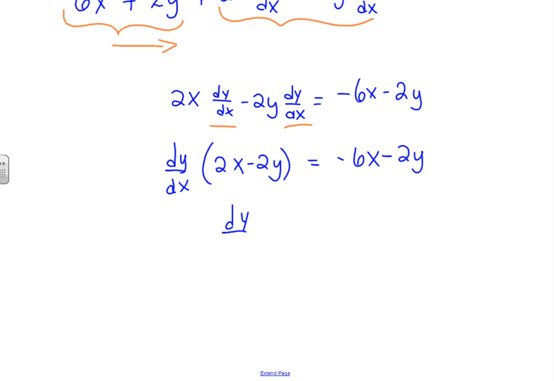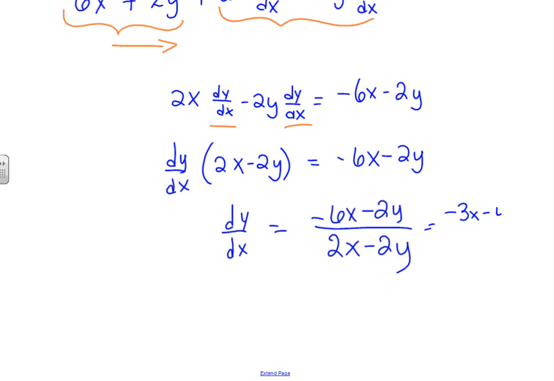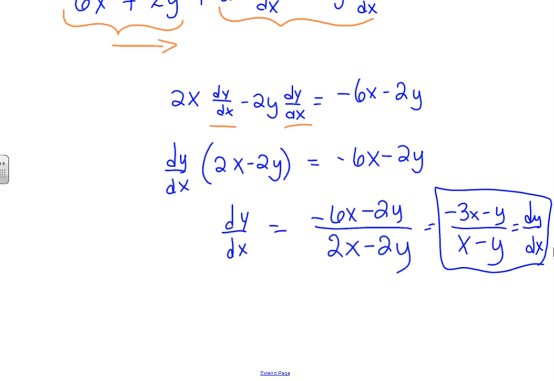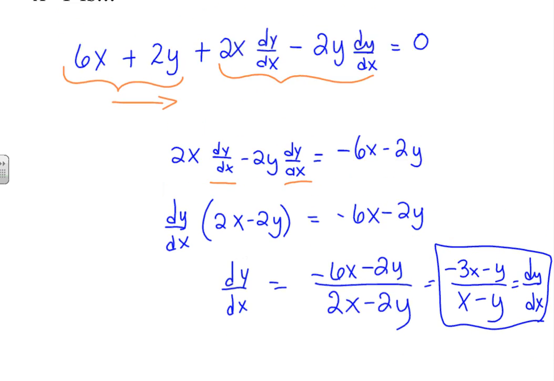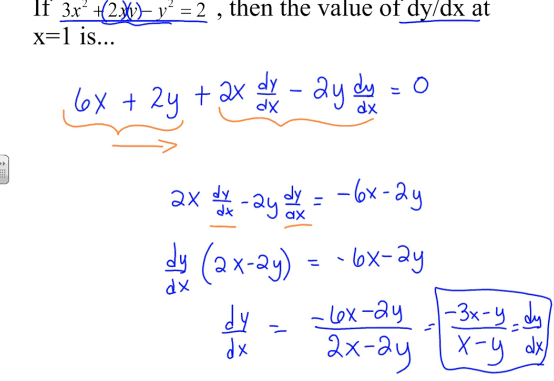We can easily get dy/dx by itself through division. I'm noticing everything's even, so let's divide each and every item by 2. That'll give me negative 3x minus y over x minus y. And this is dy/dx. A little implicit, not hard to do. You usually end up trying to gather the similar terms on one side and factor it out and solve it.